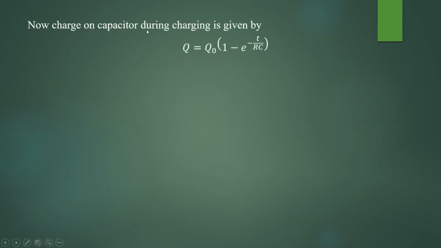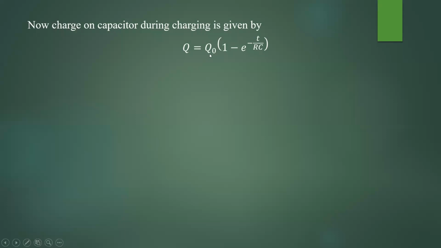So it will be, now charge on the capacitor during charging is given by Q is equal to Q naught into 1 minus e to the power minus t by RC. We have to find the charge on the capacitor at t is equal to 50 second. At t is equal to 50 second, you have to find the Q value, and the Q naught value you have to calculate.